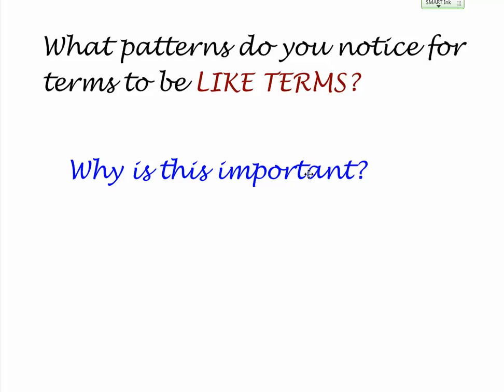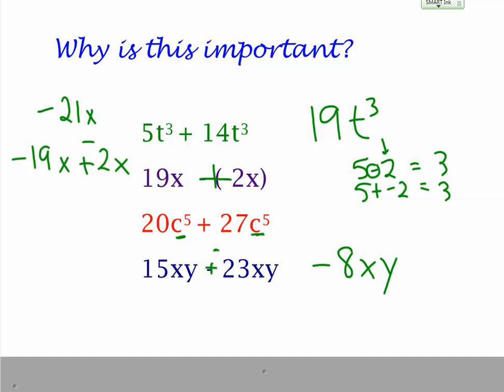And why is this important? Because when you're combining like terms, you have to know, can I add them or not? So these are like terms. I can add 5 of this size tile and 14 of this size tile, which gives me 19 t cubes. The t cube is the size of the tile. 19x minus a negative 2x becomes 19x plus 2x, which is 21x.